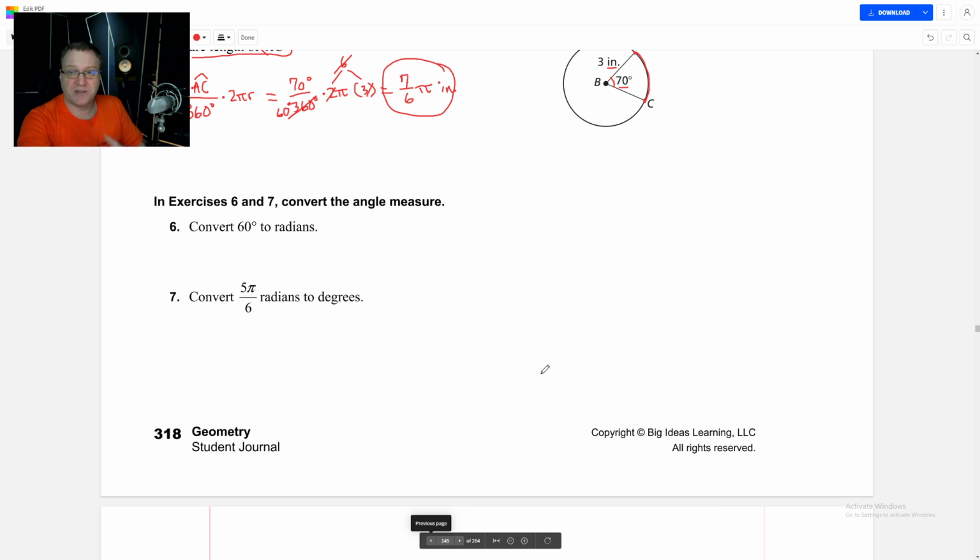We're going to do a couple of examples in your book, in the notebook. And then that's it. I'll give you a homework assignment online. The first one says we want to convert 60 degrees to radians.